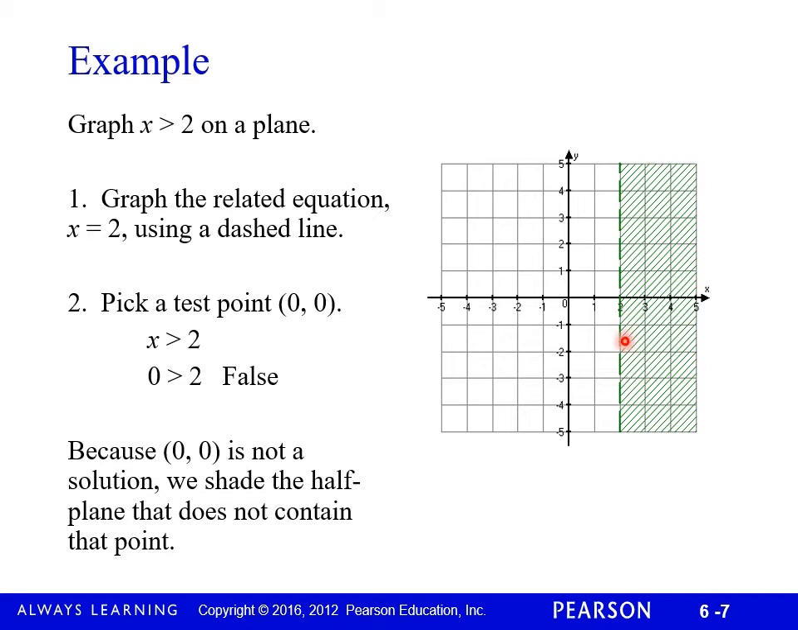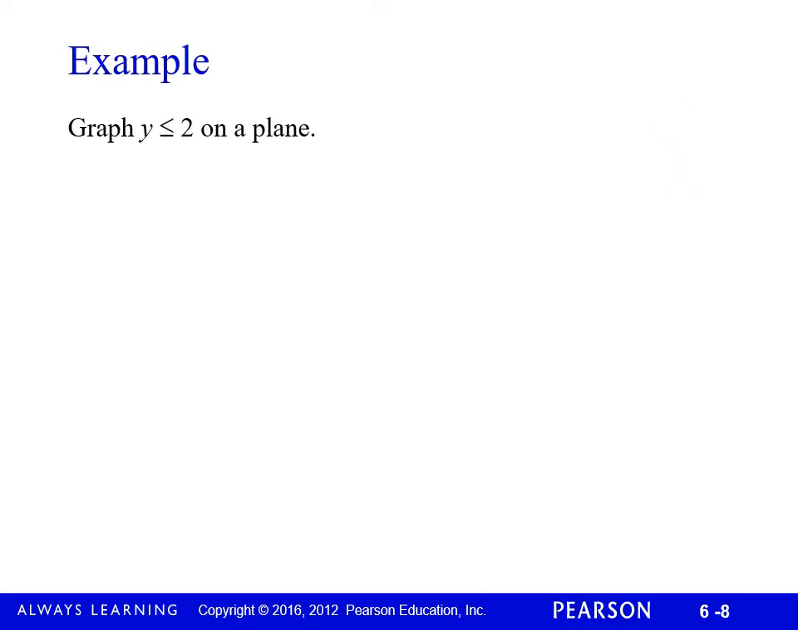Notice x equals 2 is this long line, not a simple point at the origin. And that's what throws people off. They think this is just a point, but it's a vertical line. And then again, we tested the origin. We got a false in our original inequality. 0 is not greater than 2. And so we shade everything on the other side of the line.